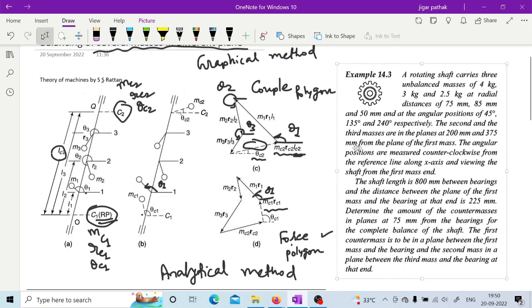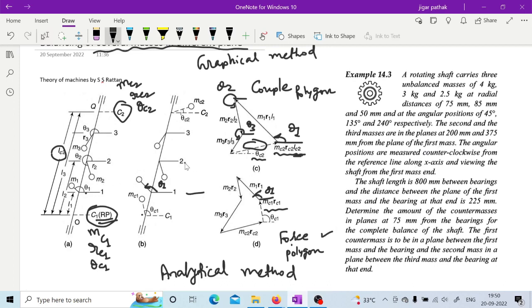Now the second and the third masses are in planes at 200 mm and 375 mm from the plane of the first mass. So from this first plane they have provided this distance and this distance, right? Now the angular positions are measured counterclockwise from the reference line, looking at the shaft from the first mass end.